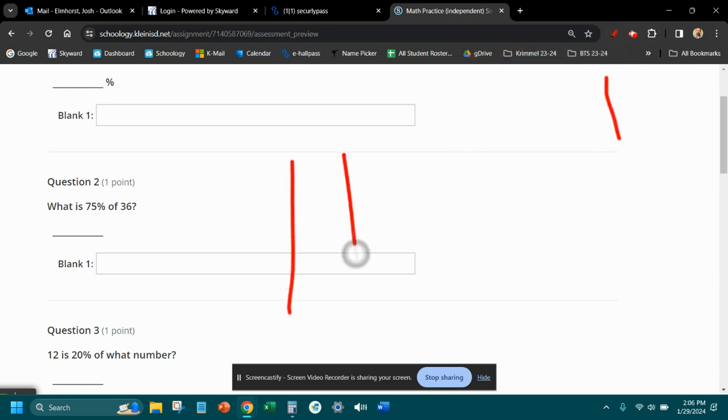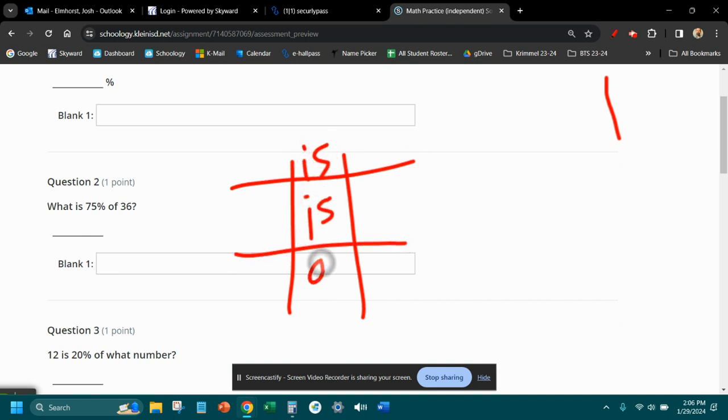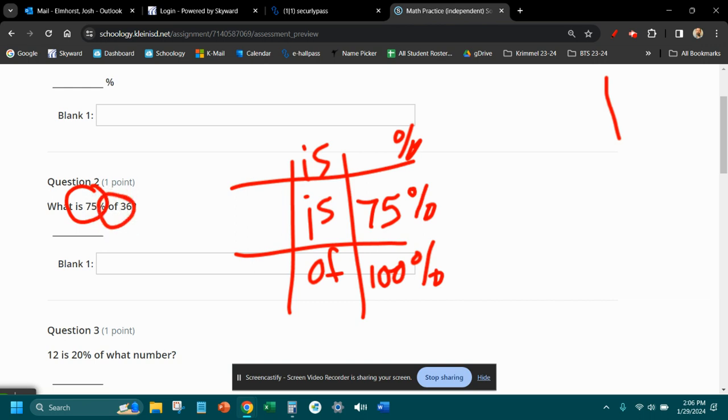Okay. Number two, we're going to set up the proportion table. Is, of, and the percent is out of 100. So it says, what is 75% of 36? Of 36.